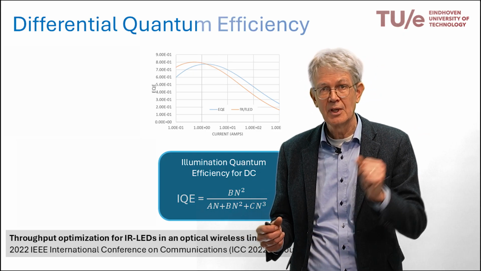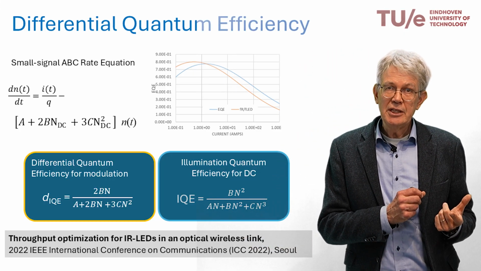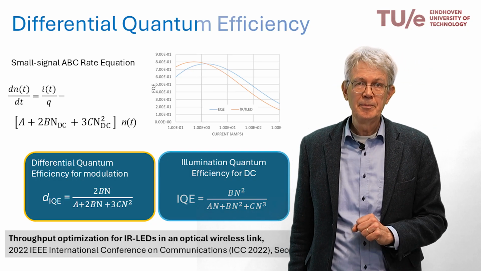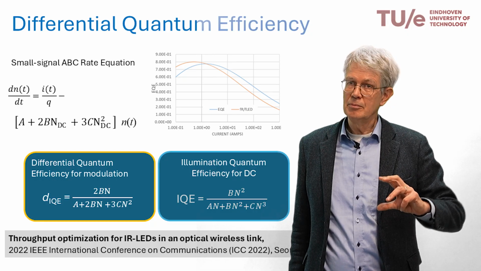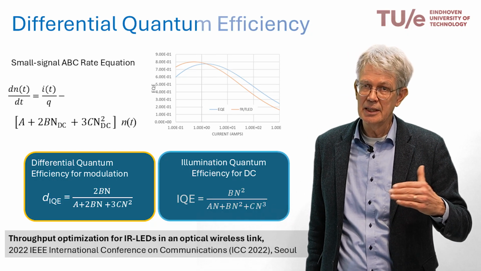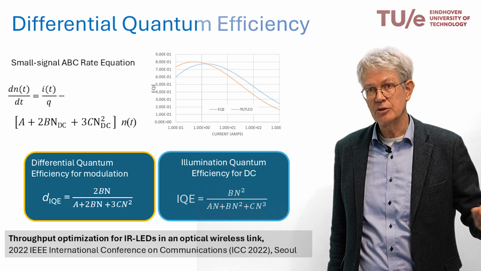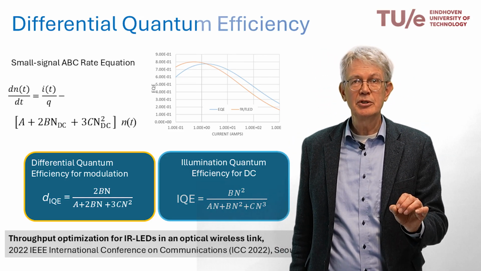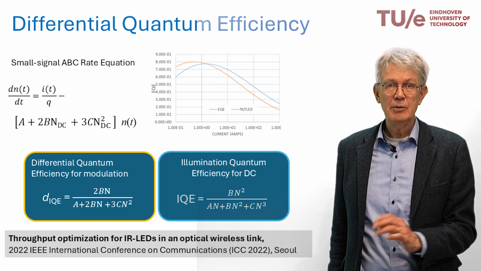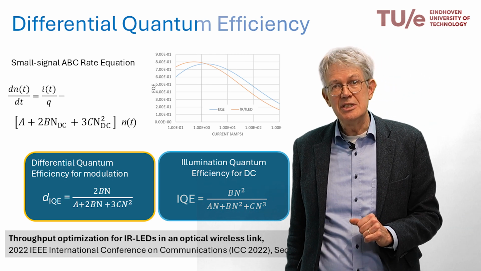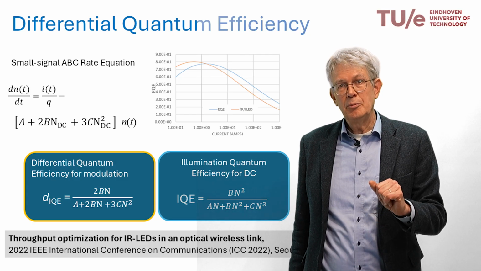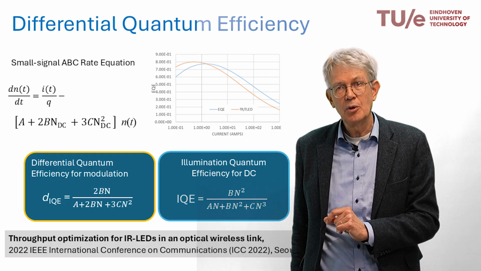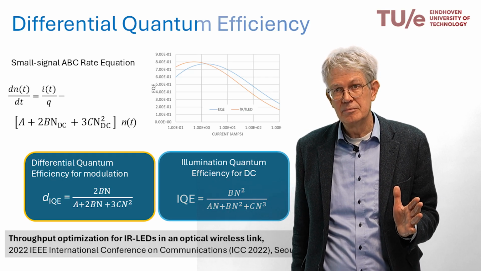That's quantum efficiency. If we talk about small variations, if we look into the expression for the small signal, we have 2Bn, that's the term proportional to the signal that is being modulated and that results in photons, divided over the rest, and that's A times n plus 2Bn squared plus 3Cn squared. And what you see here is that this is a different expression. So the behavior for modulation and the quantum efficiency there is different from the behavior for illumination.